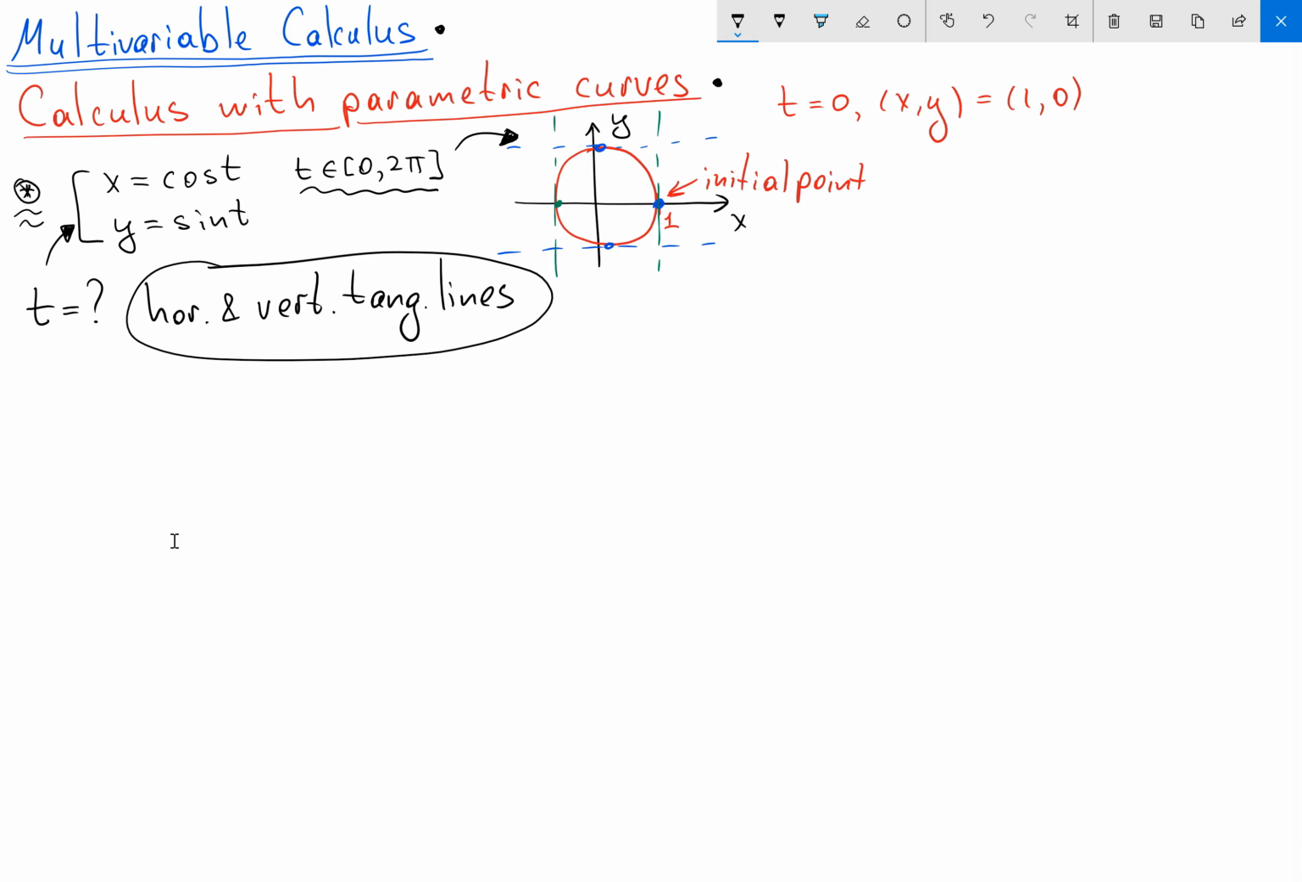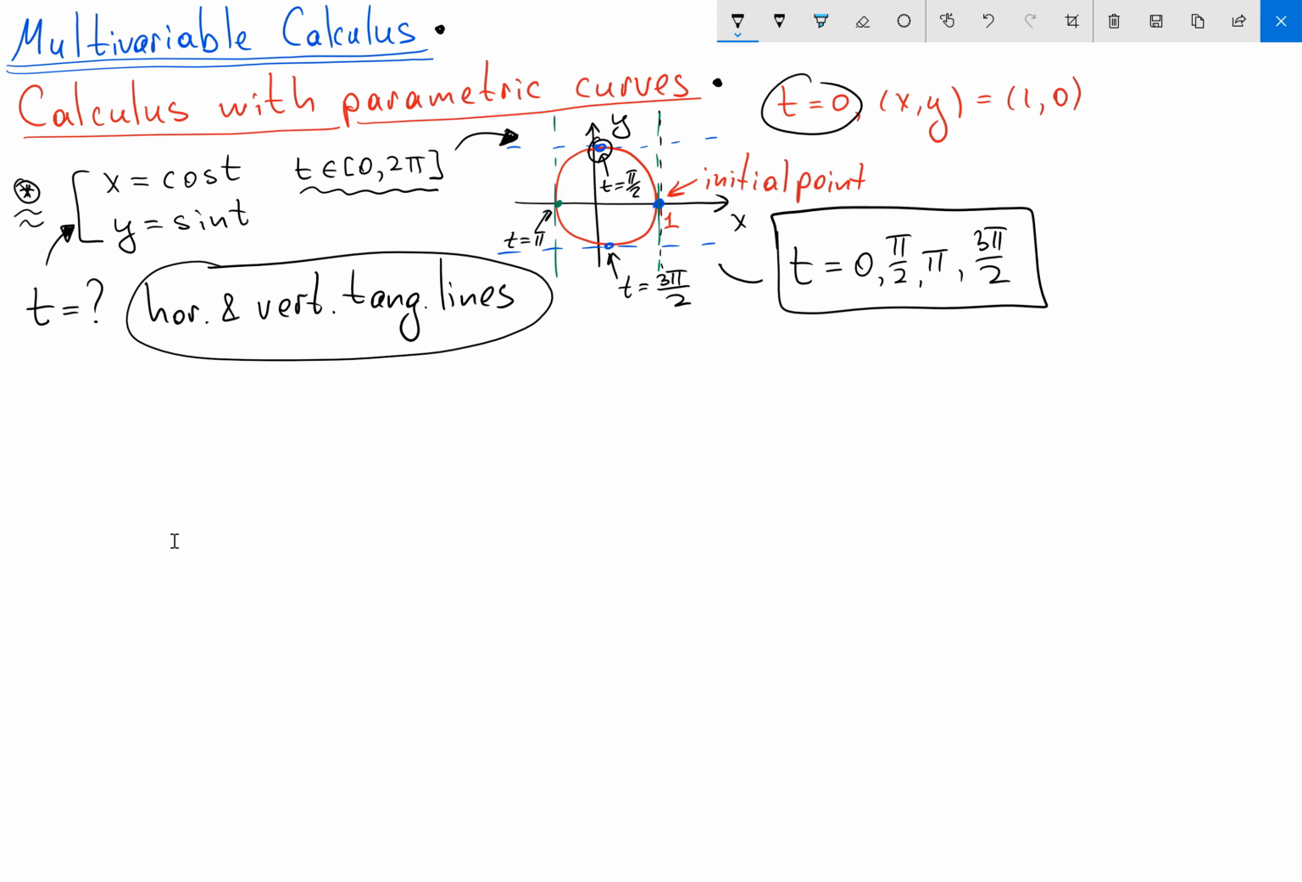So we can see that at t equals 0, I'm exactly going to have this vertical tangent line. Then this point you can check corresponds to t equals pi over 2. This point is t equals pi, and this point is t equals 3 pi over 2. I like this example because it's easy and we can guess the answer from the picture. So the answer to our question, for which t we have horizontal or vertical tangent lines for this graph, is exactly t equals 0, pi over 2, pi, and 3 pi over 2. Again, we got this from the picture.